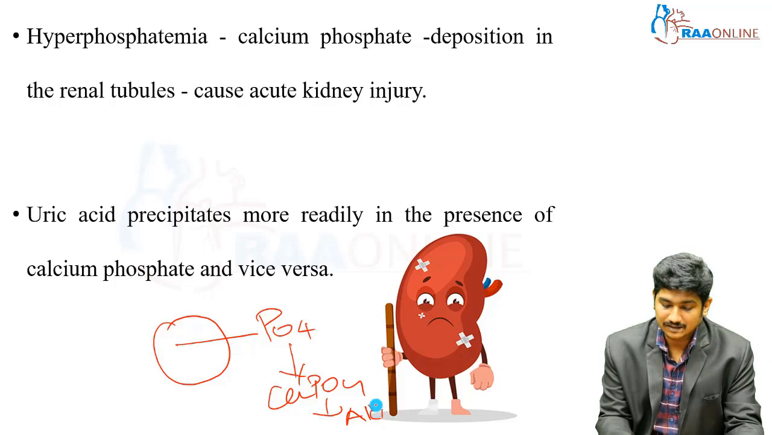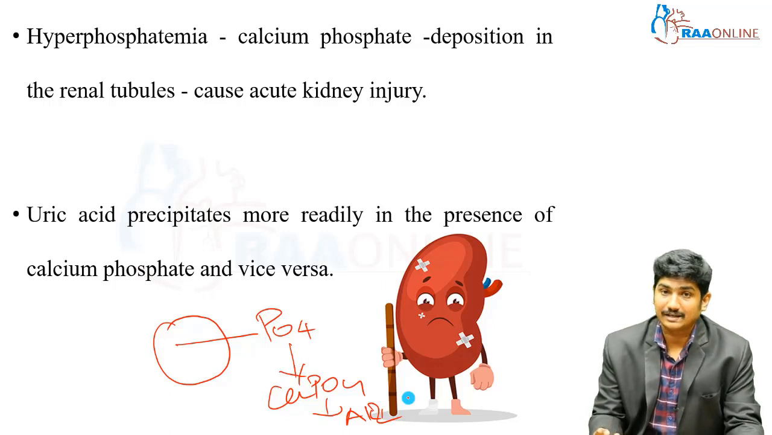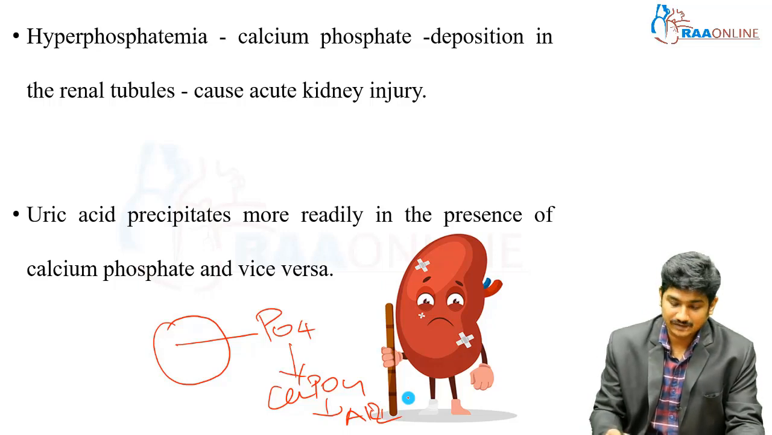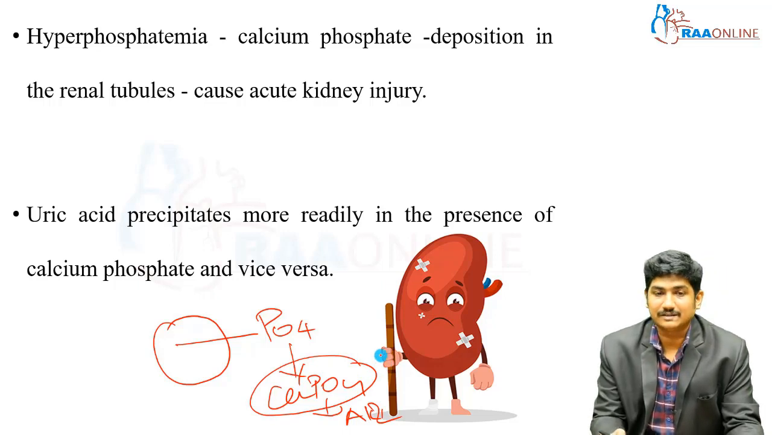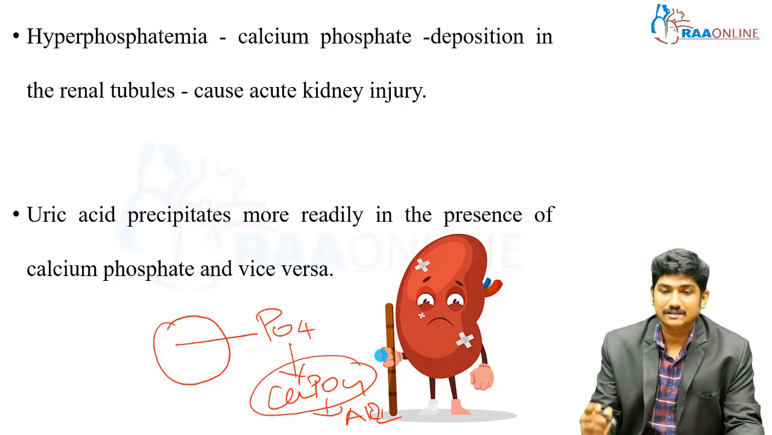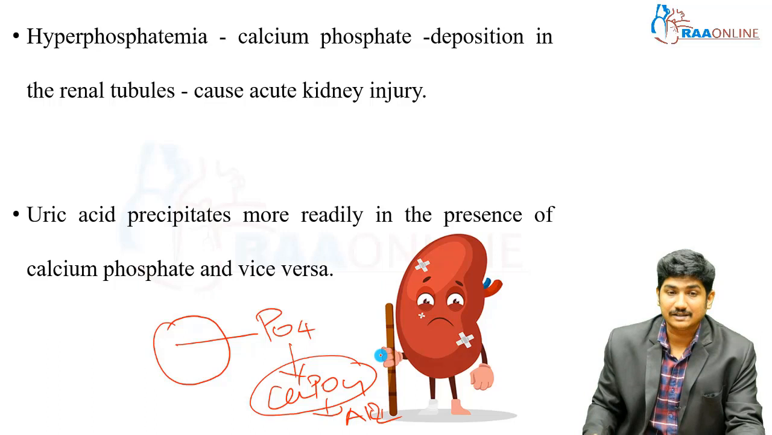kidney injury. Understand that this calcium phosphate gets not only deposited in the kidneys, it can get deposited in other organs as well, like the heart. And uric acid precipitates more readily in the presence of calcium phosphate, and vice versa. So when there is more calcium phosphate, it itself can affect the kidneys. Moreover, it can increase the toxic effects of uric acid so that the acute kidney injury worsens and vice versa.